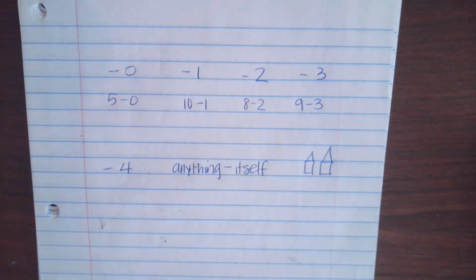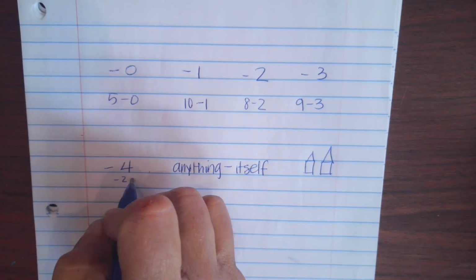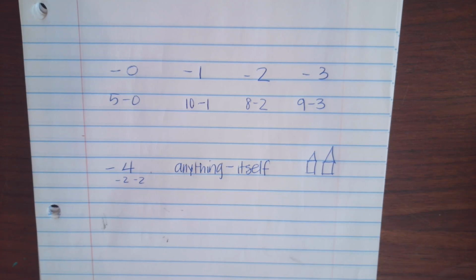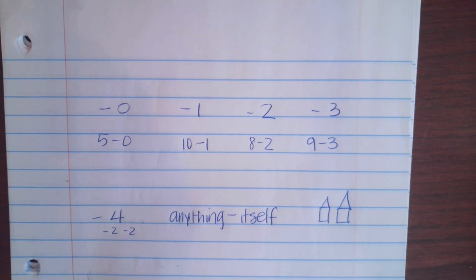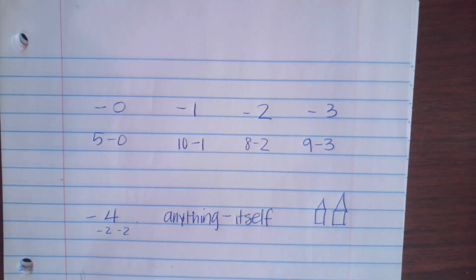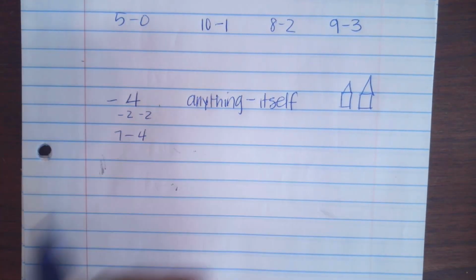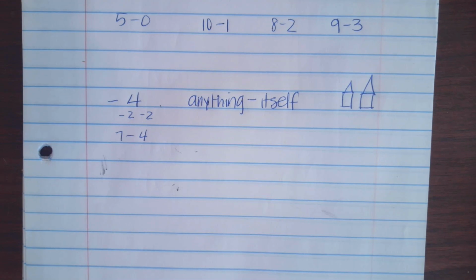9 minus 3, we count back 3. 8, 7, 6. And then we count back minus 2 and minus 2 for minus 4. So if you have 7 minus 4, we count back 6, 5, 4, 3.